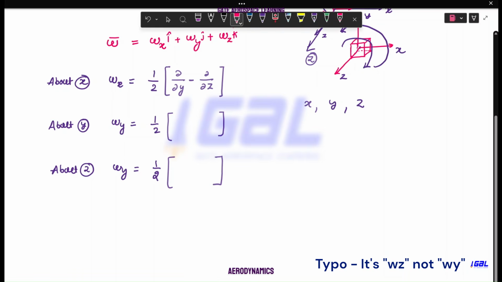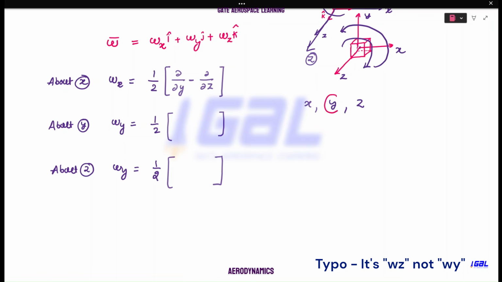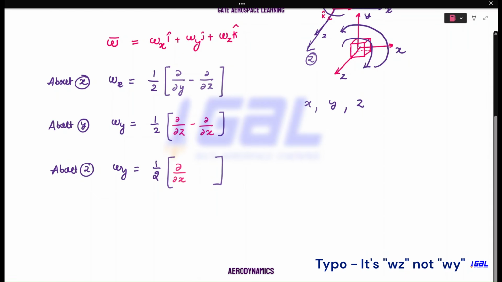Similarly, when you write for rotation about the y-axis, you need to write the derivative of z and x, because the sequence is important. The negative sign is present, and that is the reason I'm emphasizing how to write this. So for the y-axis, z minus x derivative will come: dou z minus dou x. Then for rotation about the z-axis, x and y will come in sequence, so you write x minus y, dou y.